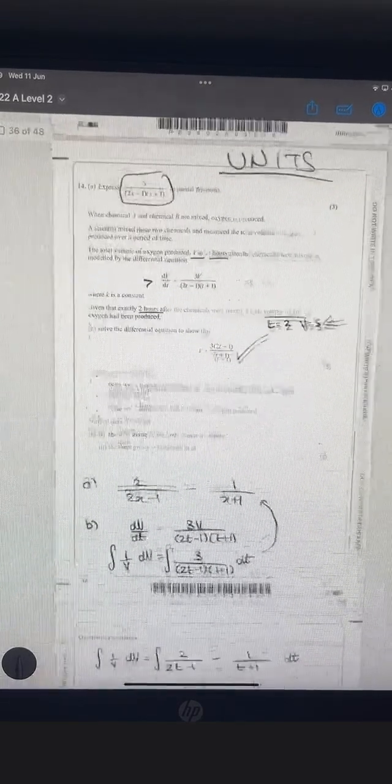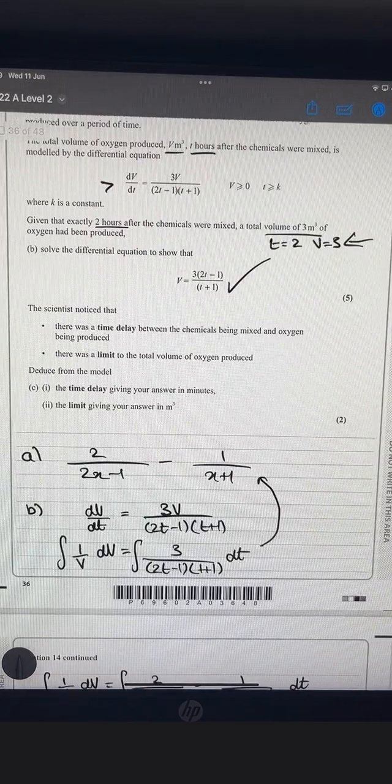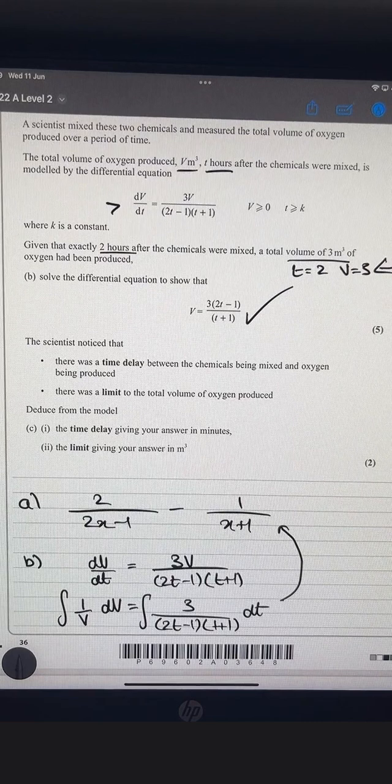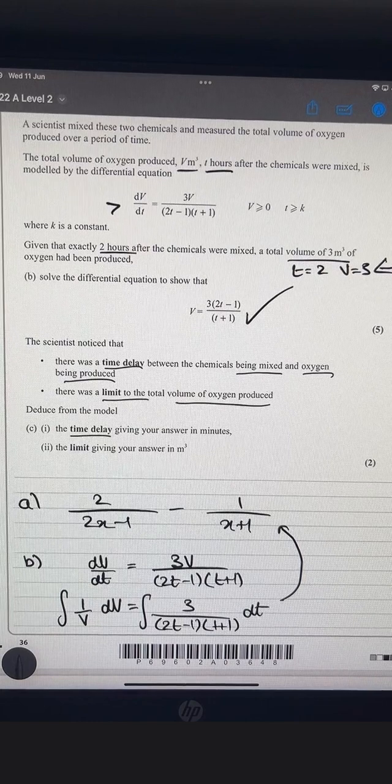Now, part C is where they go on to their difficult modeling bit. So the scientists noticed that there was a time delay between the chemicals being mixed and oxygen being produced, and there was a limit to the total volume of oxygen produced. Find the time delay in minutes and the limit in meters cubed. Now I'm just going to look at my units again. Remember I told you it's very important.